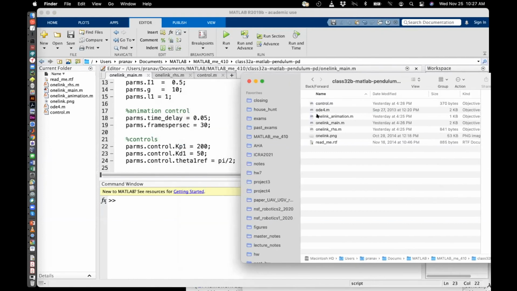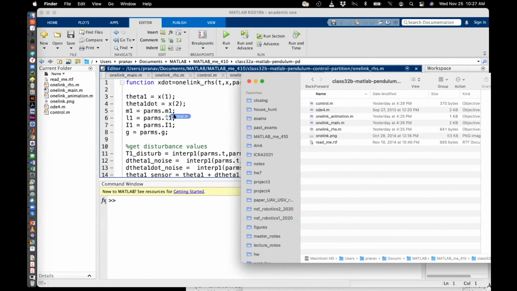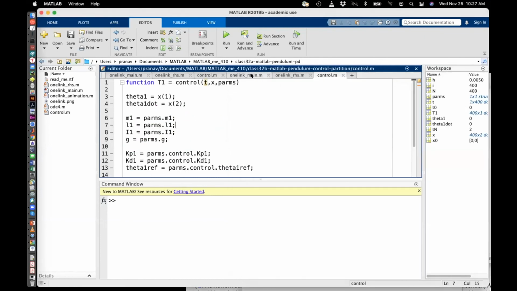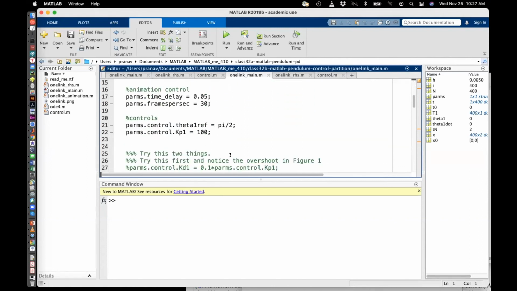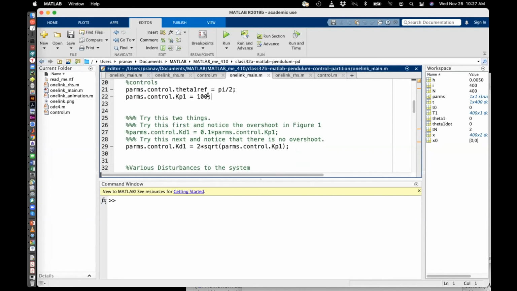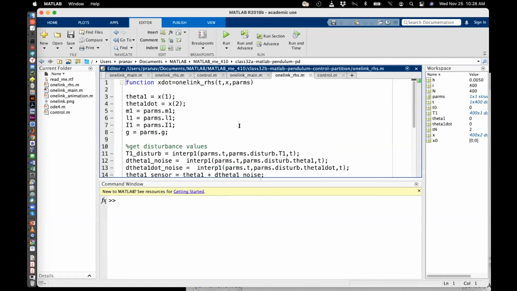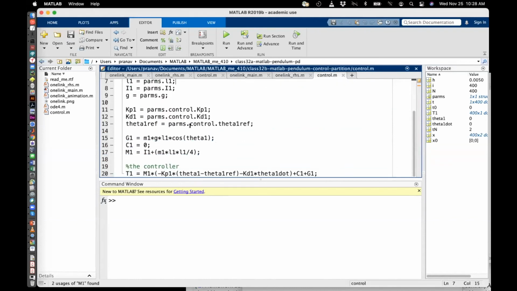So now let's close this and open up the next file, which does control partitioning. Okay, same files: one link main, one link RHS, and control. So this file is doing exactly the same thing as the previous file, except that now I have to set Kp and Kd, which is based on control partitioning. The one link RHS is the same. I wrote it in slightly different form, where I wrote M, C1, G1. And then the control is based on control partitioning.